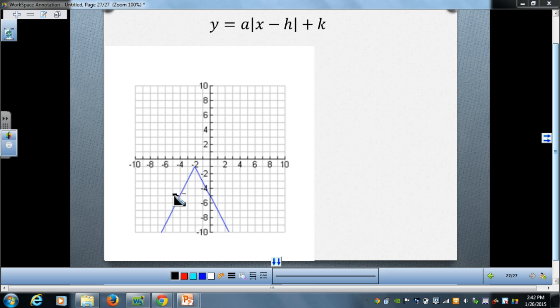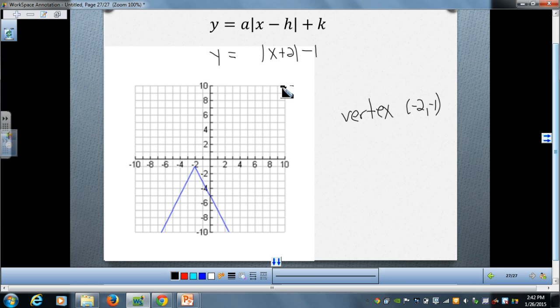All right, so before we get to how that affects our a value, let's identify the vertex, which is the point of our V graph right here. The point of that graph is (-2, -1). So once again, I can immediately take this and plug it in. y equals, once again, I'm subtracting a negative, so that's going to be x minus negative 2, which is x plus 2. And then I just take my k value, which is -1, and tag it on the end there.